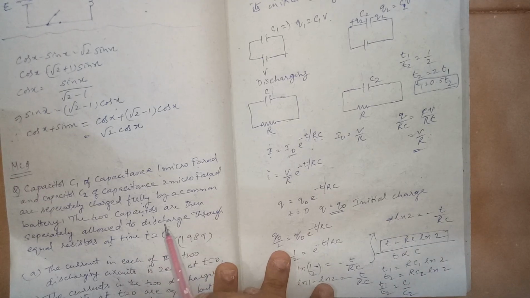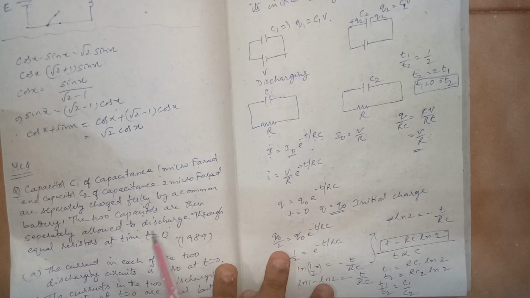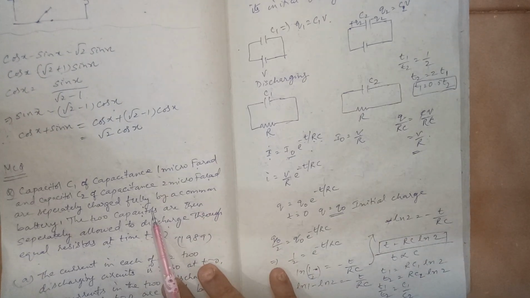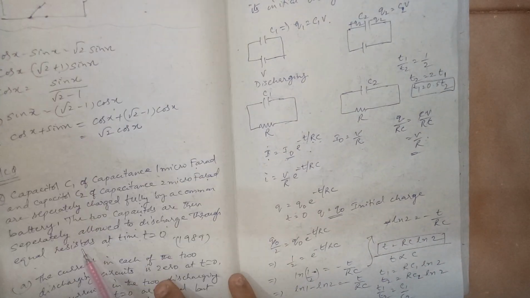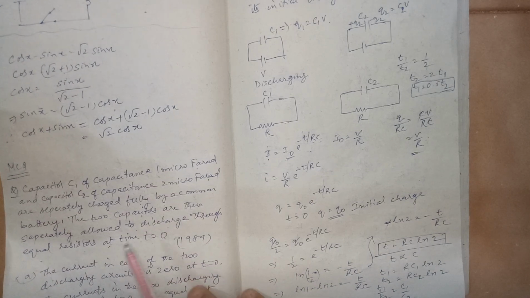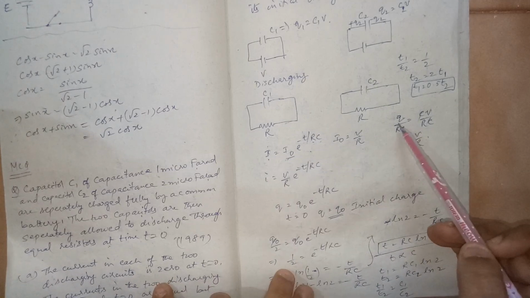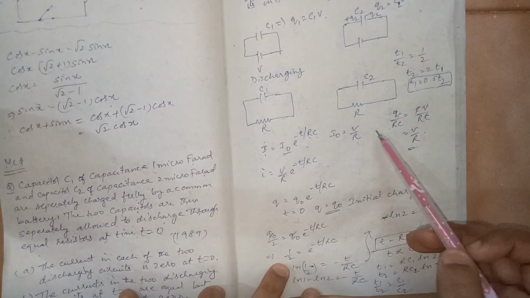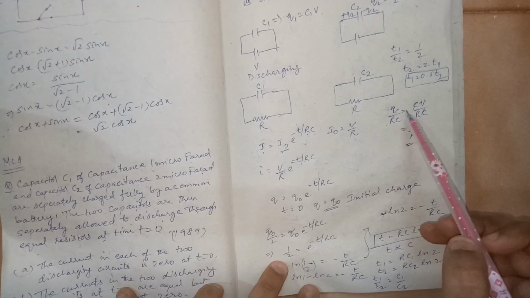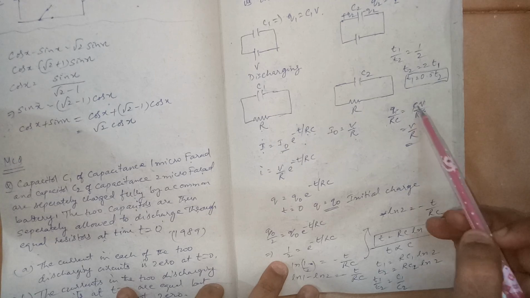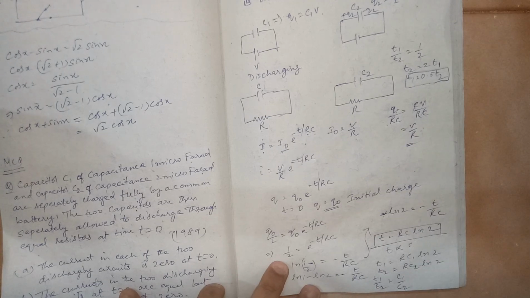I0 is the initial current. Its value is V by R. Remember, V is equal to IR. So initial current I0 is equal to V by R. Sometimes it is written as Q by RC also. Q by RC and V by R basically mean the same. Since Q is equal to CV, CV divided by RC, C gets cancelled, and you are left with V by R.